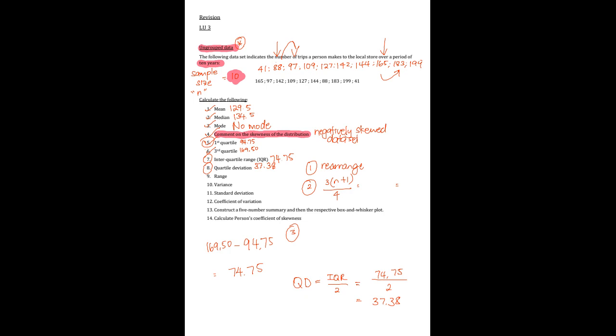Okay, so that was your quartile deviation. Then the next calculation is the range. Your range is calculated pretty straightforwardly. It is calculated as the highest value in your data set minus the smallest value. So your highest value in your data set is 199. The smallest value is 41. So that gives you a range of 158. Also, just another measure of how spread out your data set is.